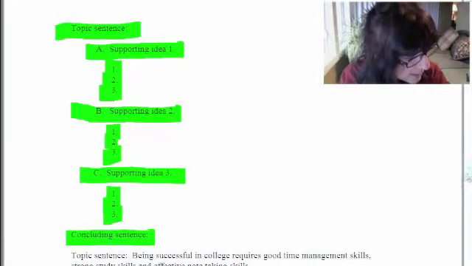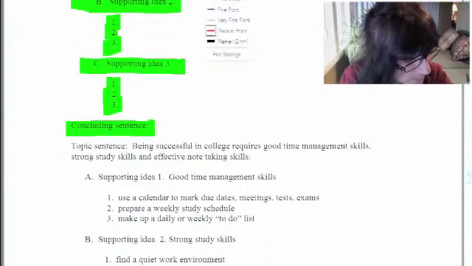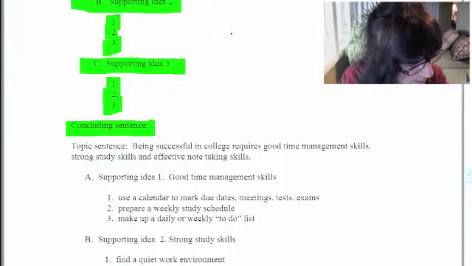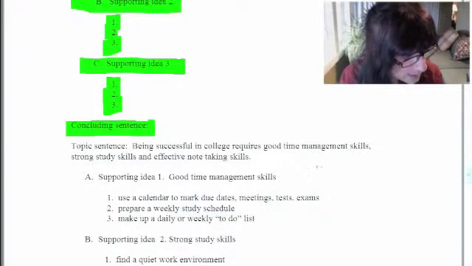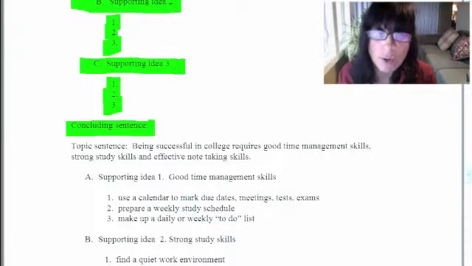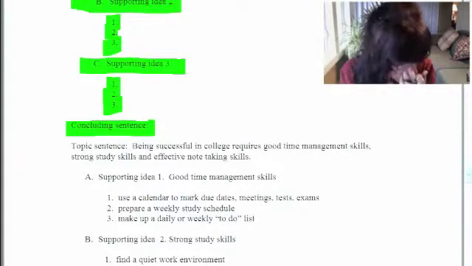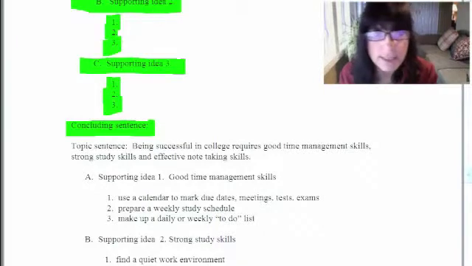So let's look at an example because it'll make it a little bit clearer. The topic I chose is: being successful in college requires good time management skills, strong study skills, and effective note-taking skills. So let's say you were given the topic, what does it take to be successful in college? So you've got to think of ideas first. So first you would have brainstormed or clustered, and you'd think of everything you think is necessary to be a success in college.